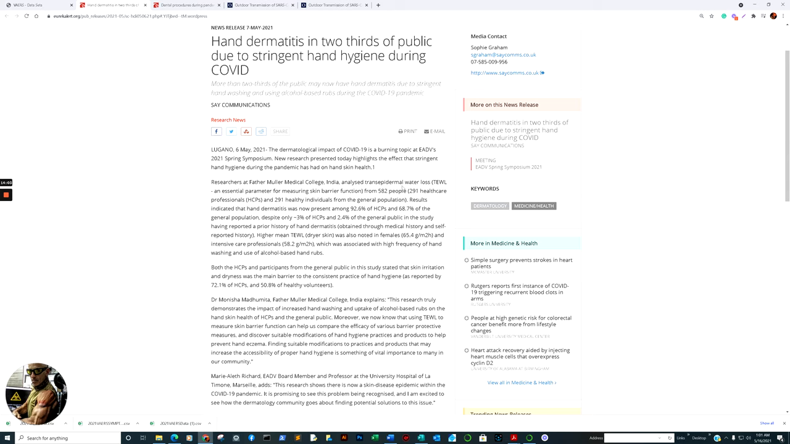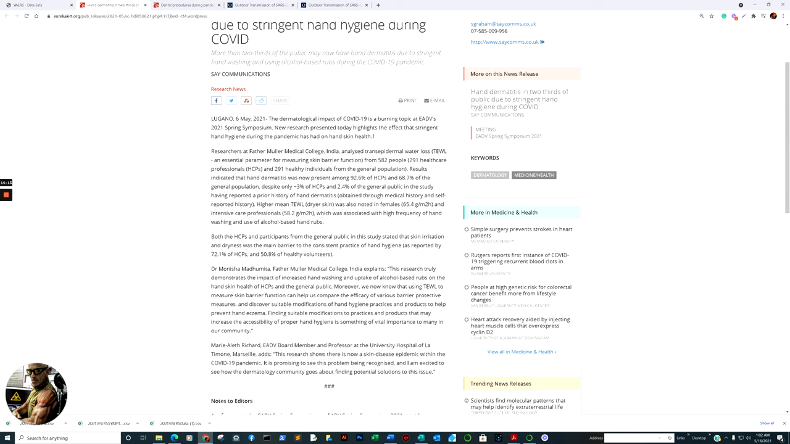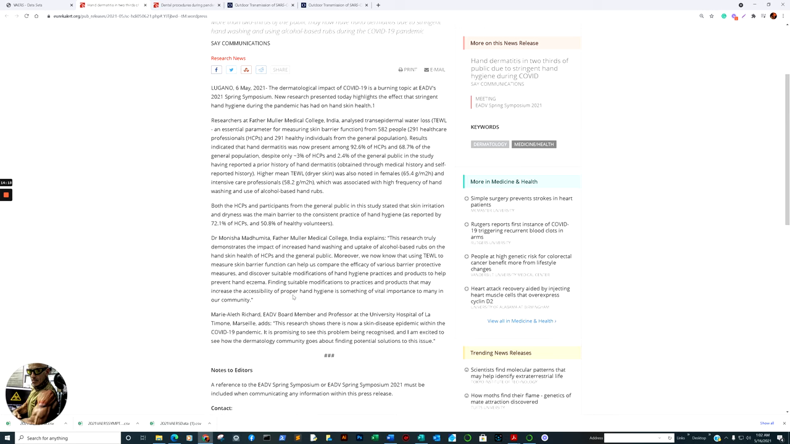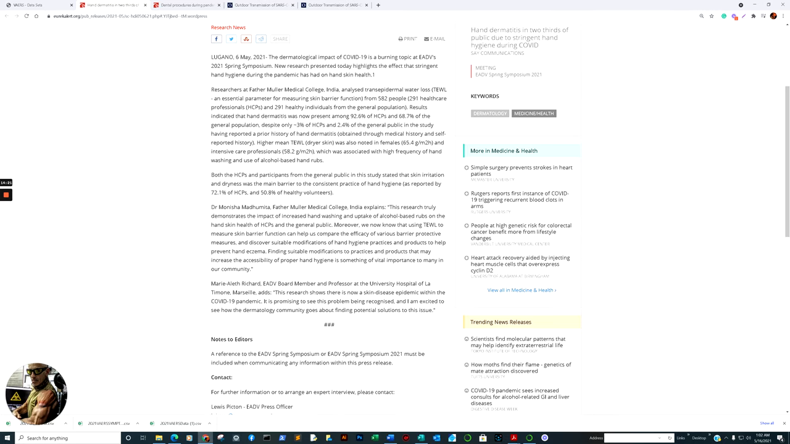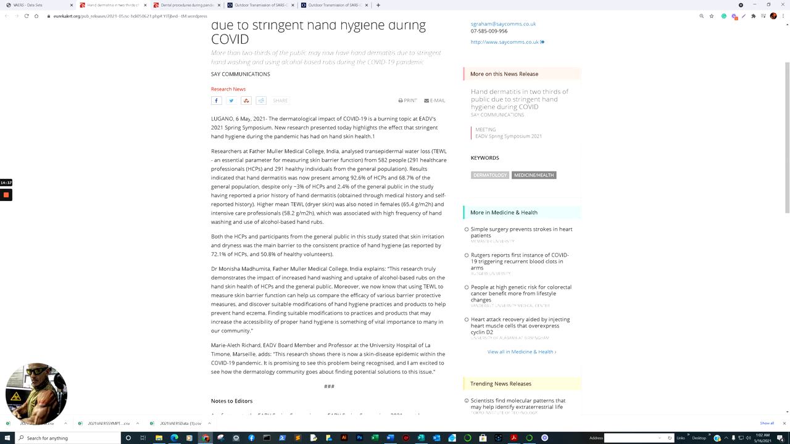And TEWL, for those not familiar, is transepidermal water loss. So extremely dry skin. But this is what they call it, and she labels it right. People are going to be building eczema and dermatitis in the future. But she said, quote, this research shows there is now a skin disease epidemic within the COVID-19 pandemic. It is promising to see this problem being recognized, and I'm excited to see how the dermatology community goes about finding potential solutions to this issue. Well, it's May 6, 2021, and that came out. Yeah, let's jump on that.